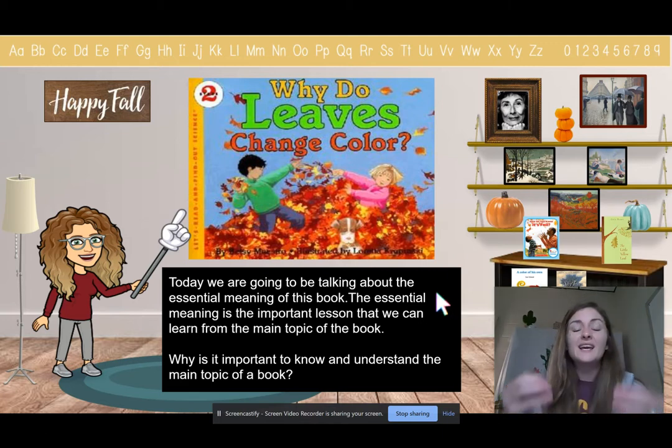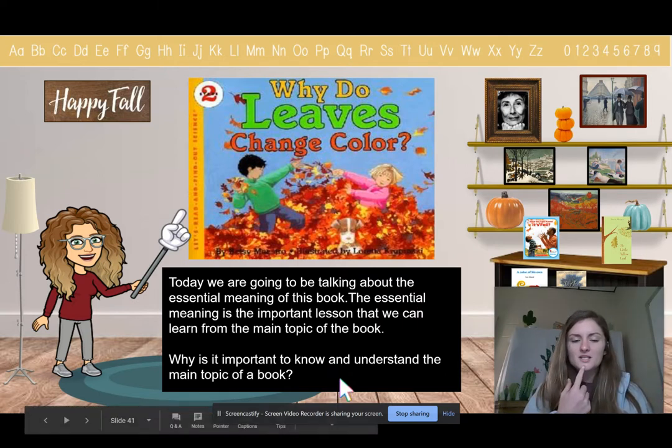Today we're going to be linking some of those key terms, meaning we're going to find how those key terms have things in common. How can we connect them to how and why leaves change colors? We are going to be using those key terms to put the big picture together. We want to know, how do those key terms help us figure out the essential meaning, or the main lesson, of the book?